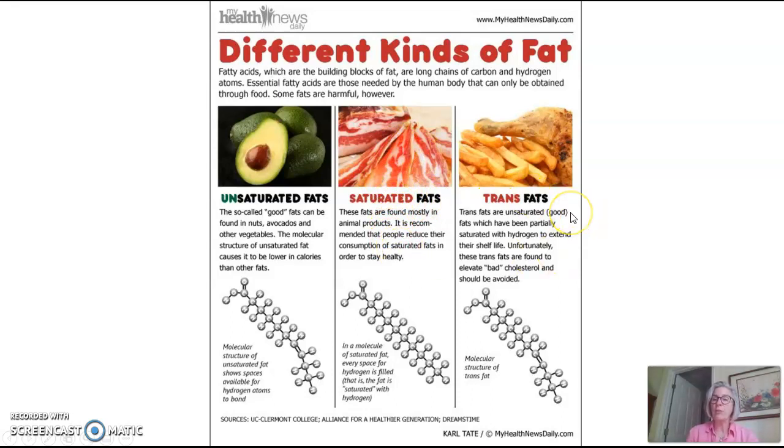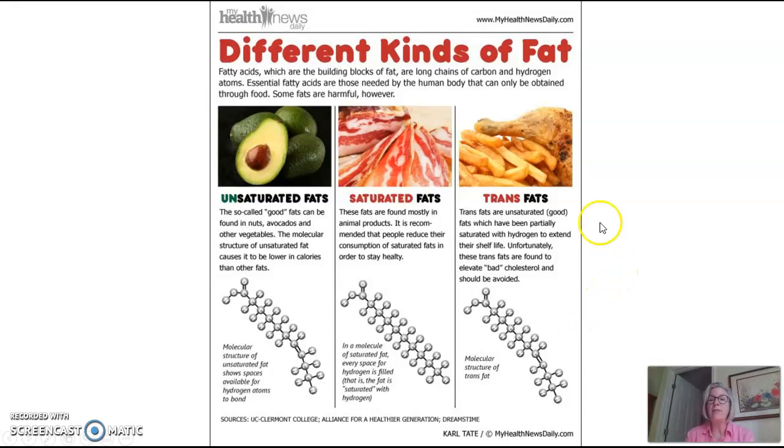And trans fats, which are an artificially induced partial hydrogenation, they did accomplish the goal of increasing the shelf life, but they've turned out to be very unhealthy. As soon as we started using a lot of trans fats in our diet, we found that there was an increase in cholesterol problems and diabetes.